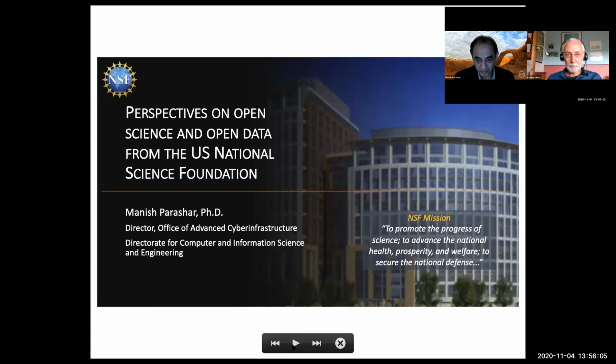So let me introduce now the third and last speaker, Manish Parashar from NSF. Manish is currently serving as Assistant Director for Strategic Computing at the White House Office of Science and Technology Policy. Manish is leading strategic planning for the nation's future advanced computing ecosystem. And he's also an IPA to the United States National Science Foundation, NSF, since February 2018, where he's the Director of the Office of Advanced Cyber Infrastructure.